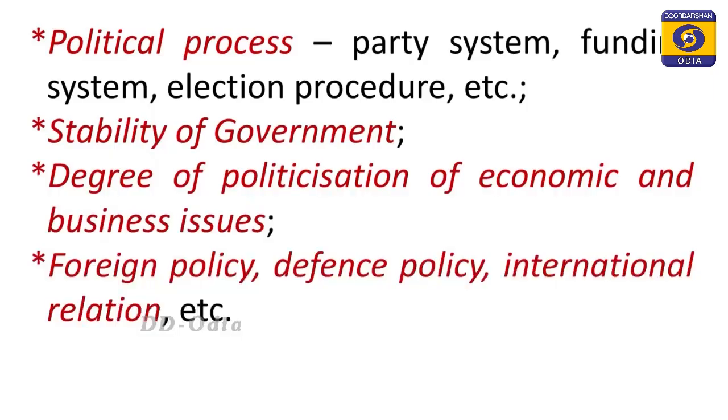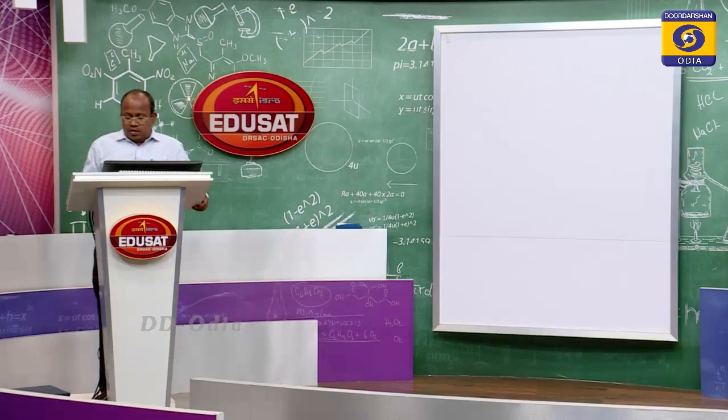Then degree of politicization of economic and business issues, that means to what extent government is interfering in economic activities and business activities of a country. Then foreign policy and defense policy, international relation of the government. What is the foreign policy of the government, whether the government is maintaining good relations with the foreign countries or not. What is the defense policy of the government? All these things also have positive or negative impact on our business. So, these are all political environment.